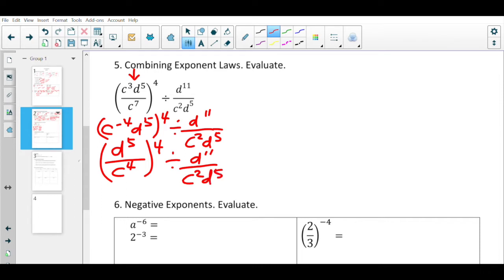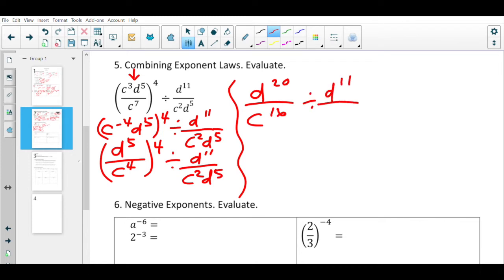So let's apply the power rule. So that's d to the 20th over c to the 16th. And that's divided by d to the 11th over c squared d to the 5th. So when we are dividing fractions, so we're essentially dividing fractions here. Remember the leave me, change me, flip me over.